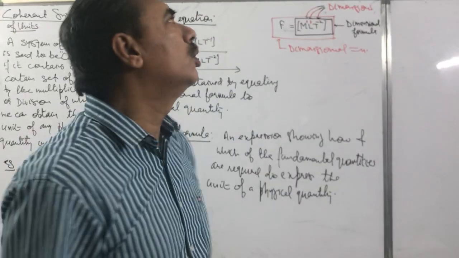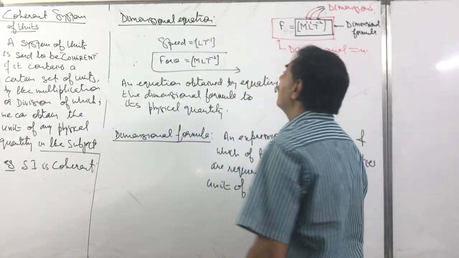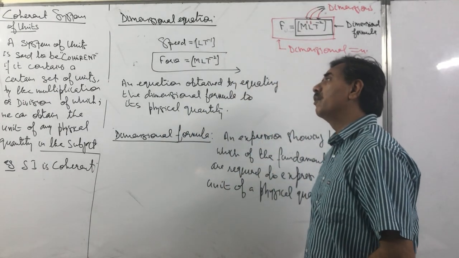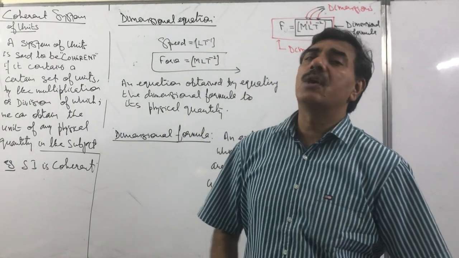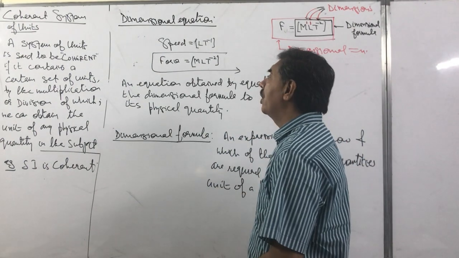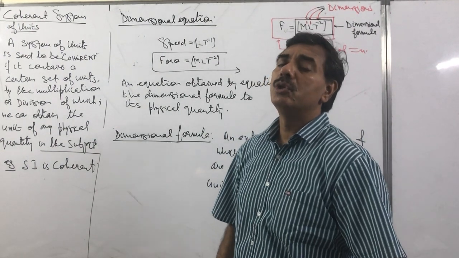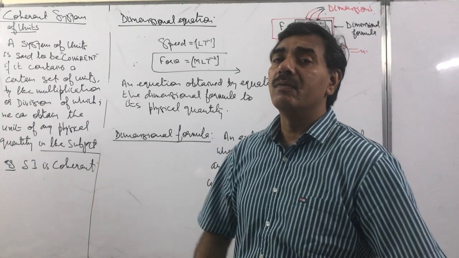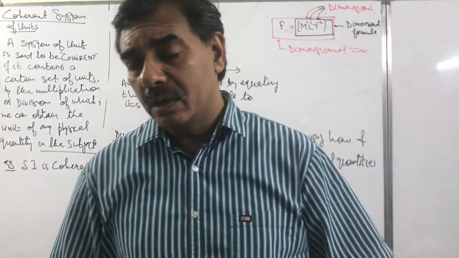Today I have talked to you about dimensions, dimensional equation and dimensional formula. What is a physical quantity? What is the system of units? N1 U1 is equal to N2 U2. Please see that you revise this much of your work.